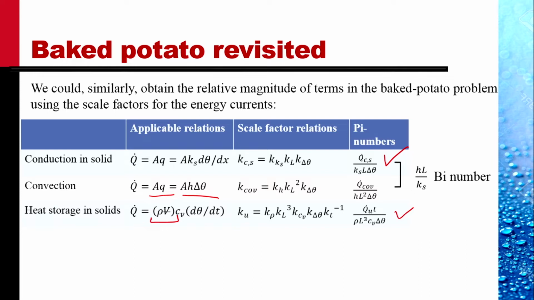And from the first and third basic pi numbers, we get L squared rho Cv divided by Ks tau. Ks divided by rho Cv is replaced by alpha, the thermal diffusivity of the solid material, so that we get L squared by alpha tau as the Fourier number. And this is the ratio of heat storage in solid divided by the convective flux at the boundary.